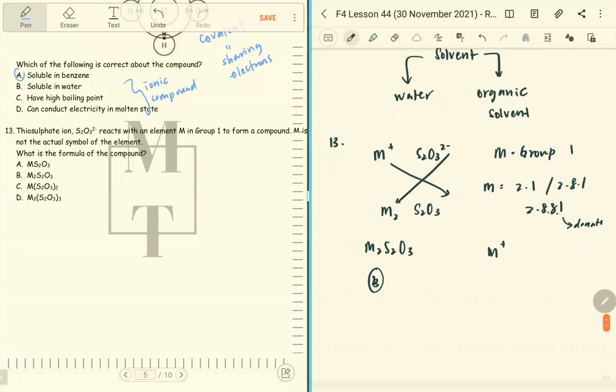The reason why I don't need a bracket here is because everything here is 1. So 1 is hidden, so I can just remove it.